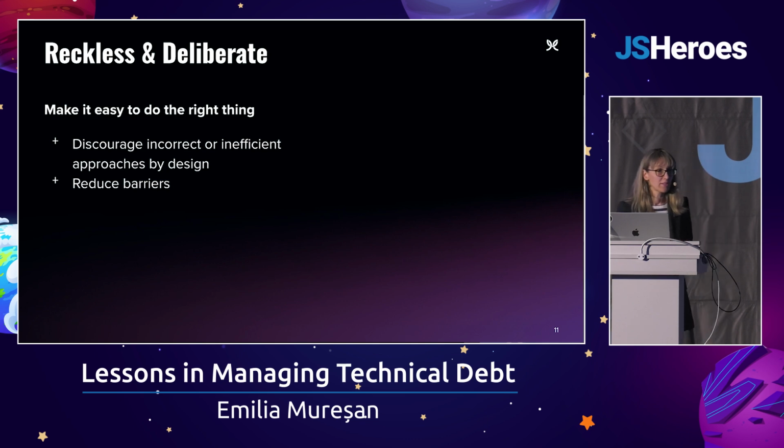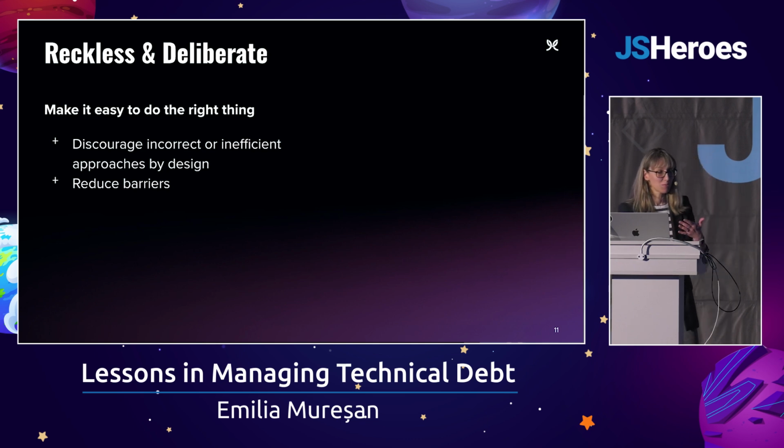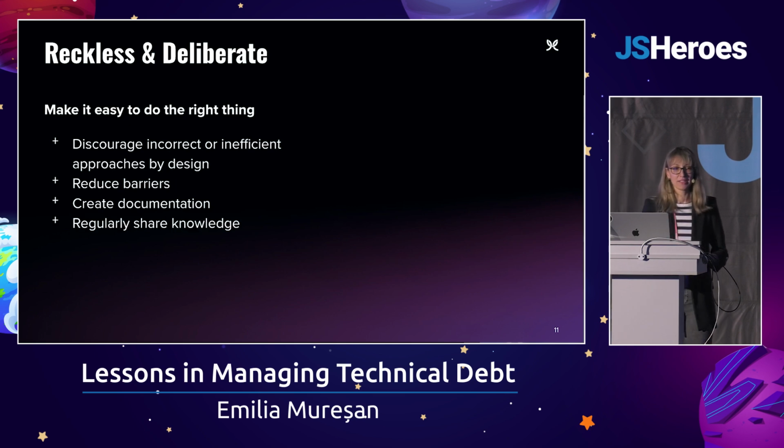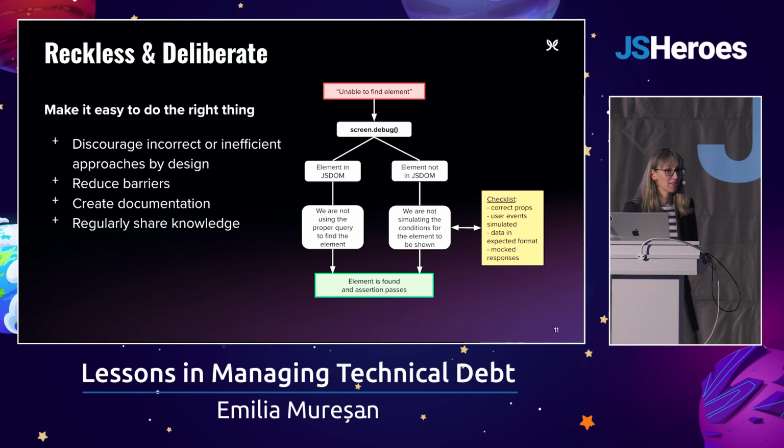Reduce barriers to writing unit tests. I think nowadays AI can actually help with this, like AI tools like Copilot and Cursor and Claude could kind of get folks started a lot faster and ramp up with unit tests. And finally, creating documentation and regularly sharing knowledge. So one common error that we encountered, we actually created a flow chart with the common solution that we found and each step of the way.